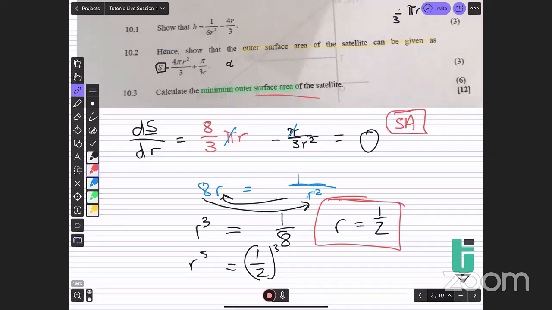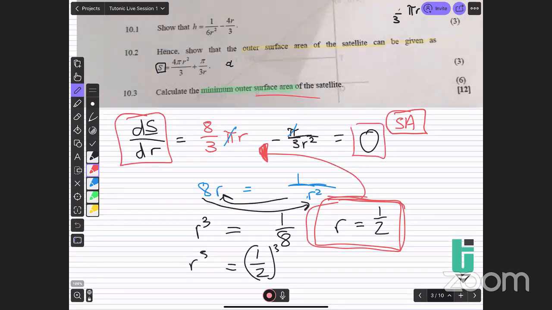If you subbed r into the derivative equation, what would it give you? 0, because it's a derivative. If you sub in half into the derivative equation, it's going to tell you the derivative at that point, but you just solved for it to be 0. So remember, you must always understand the equation. If it's the derivative, it's going to tell you the gradient if you sub it in. But the original equation is going to tell you the y value, and the y value is the surface area. Okay. Everybody happy?